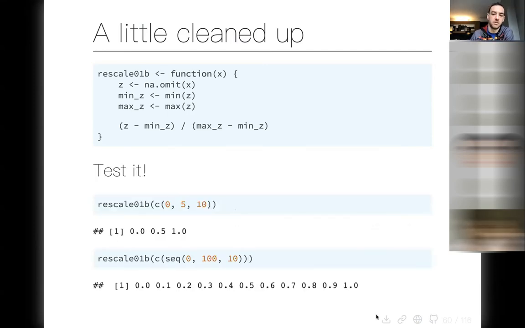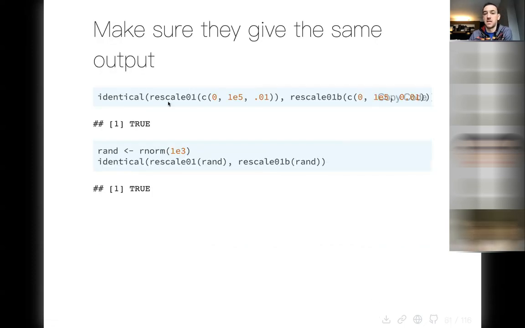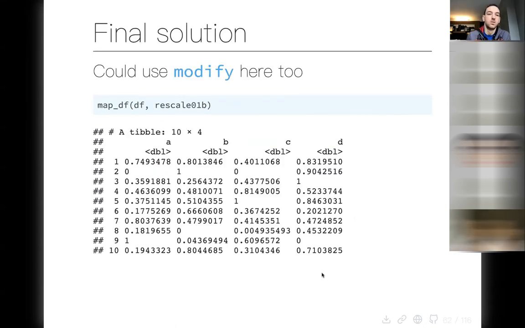Rescale 01B, right? We can also make sure they give exactly the same output. So I'm saying identical, and then I say rescale 01 and rescale 01B, give it the same input both times. It works. I can also just pull some random numbers and check that the output is identical between the two of them. It is. So we're feeling pretty confident at this point that we're in good shape, right? So now that we have this, we can loop through our data frame with map_df or modify in this case also, and just apply that one function. And there we go. Now our data frame is rescaled.